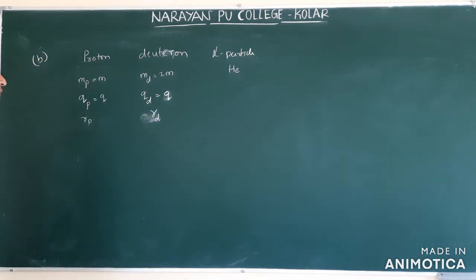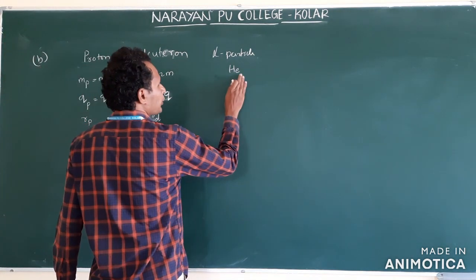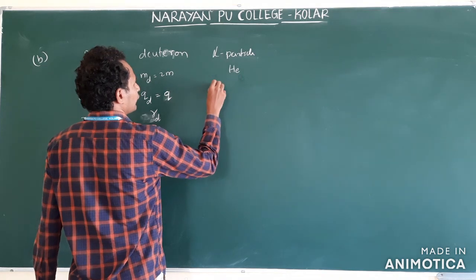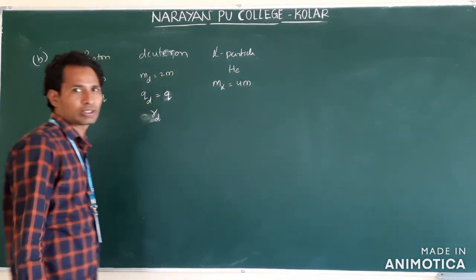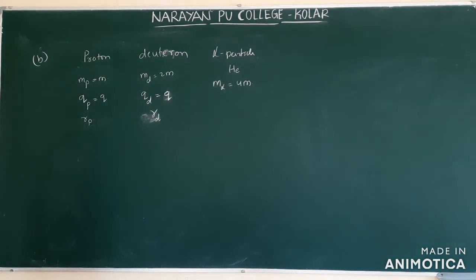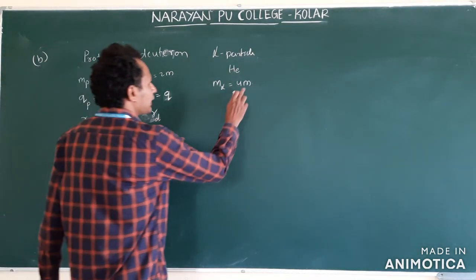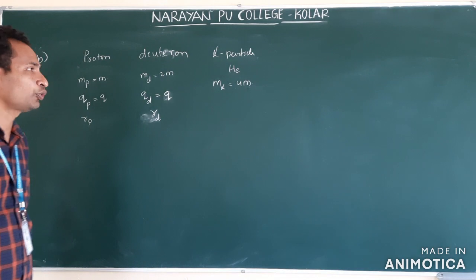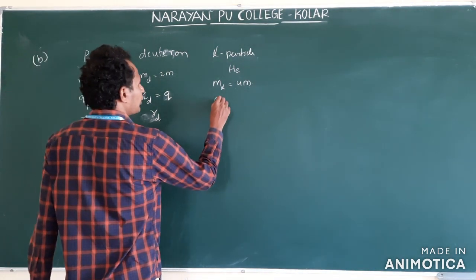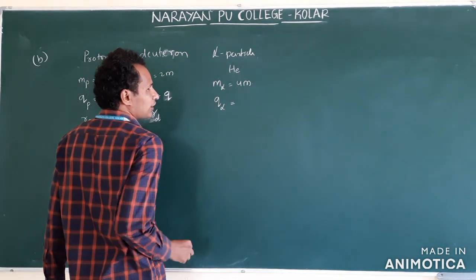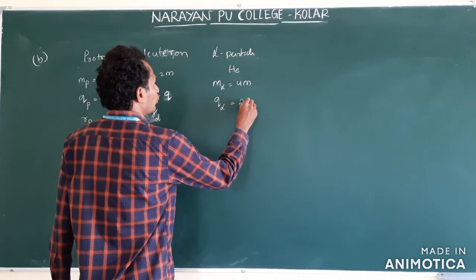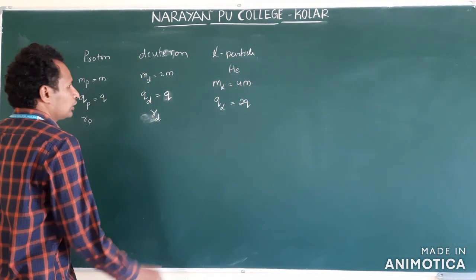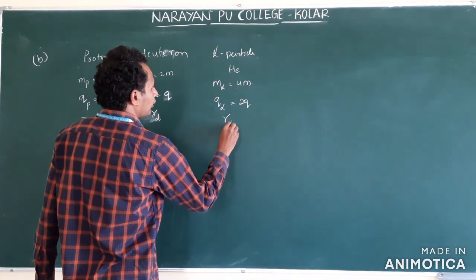Next helium. Ionized helium, how many protons are there in helium? Mass of alpha is equal to 4m. Clear? Okay, 2 protons and 2 neutrons. Total is 4m. Then the charge of the alpha. How many protons are there? Ionized helium means electrons removed. Only 2 protons, so 2q. Then R alpha.